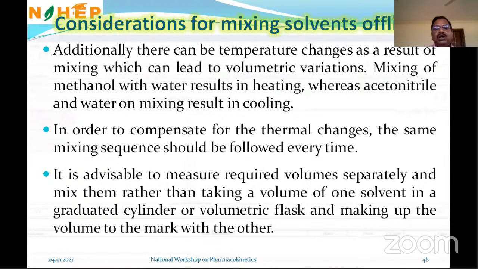It is advisable to measure required volumes separately and mix them, rather than taking a volume of one solvent in a graduated cylinder or volumetric flask and making up the volume to the mark with the other one. Better you measure individual solvents in separate volumetric flasks and mix them in another beaker, rather than taking one volumetric flask, first filling with methanol 40%, then mixing with water up to 60%, and then mixing with the acetonitrile. Like that, don't mix it. Measure in separate volumetric flasks and mix in another beaker.